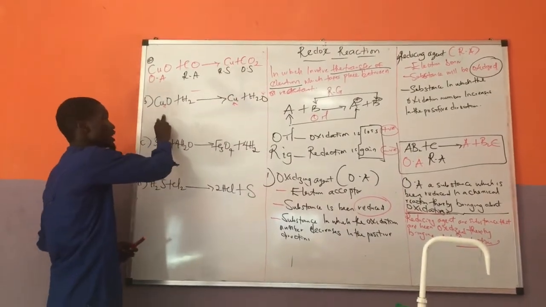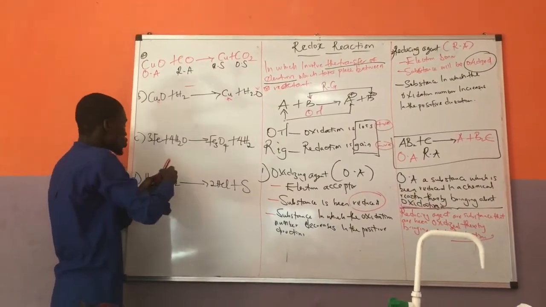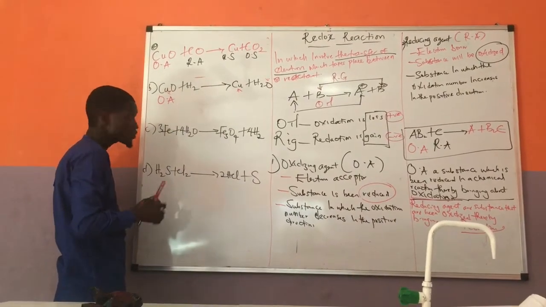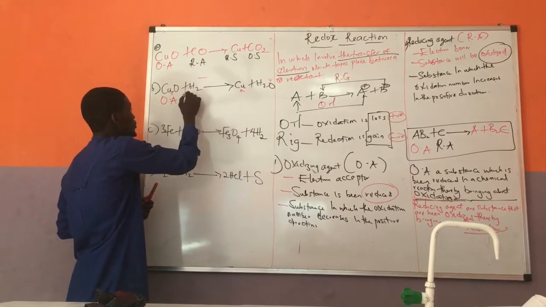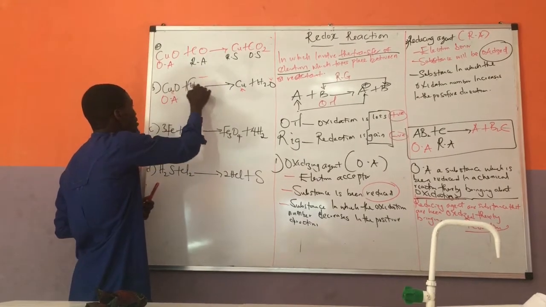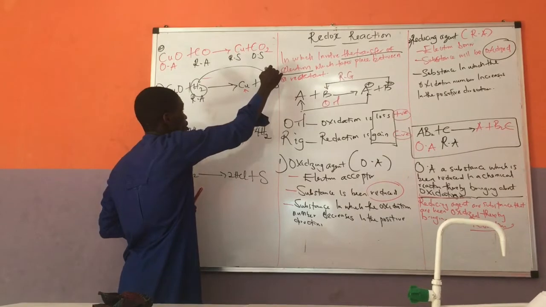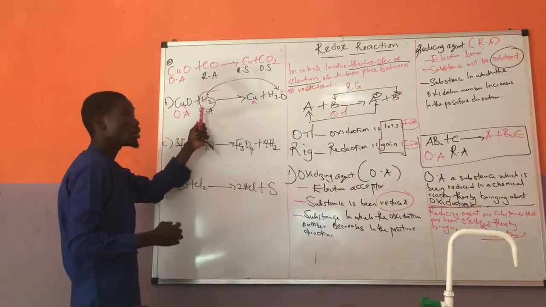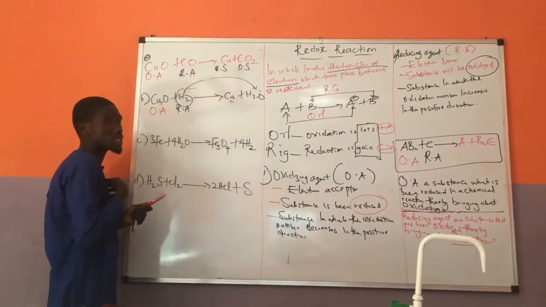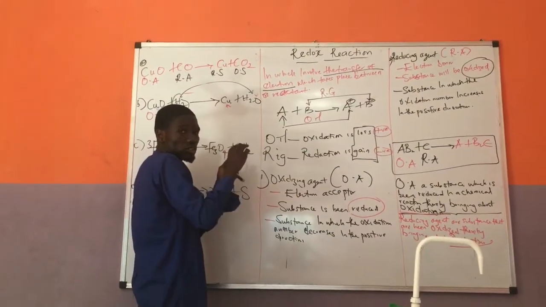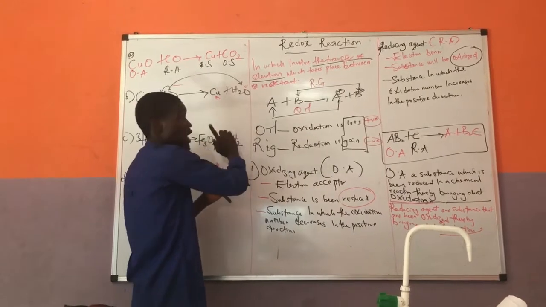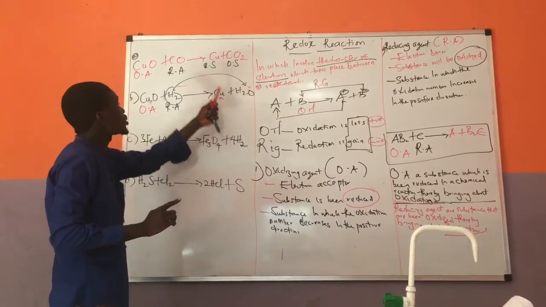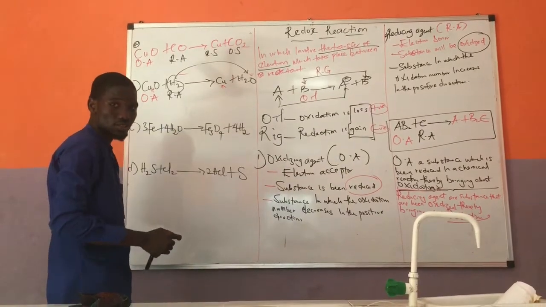So now let's identify the reduced substance and the oxidized substance. Copper 2 oxide here is being reduced to copper. So this is my oxidizing agent, while this is my reducing agent, because the hydrogen gas here is being oxidized to what? Water. We can only call it hydrogen gas at the reactant side, but moving to the product side, we have water. So copper is the reduced substance, while water is the oxidized substance.